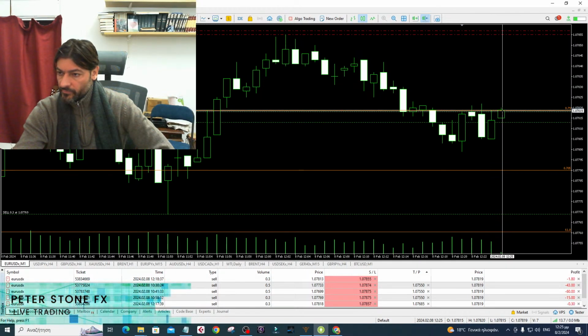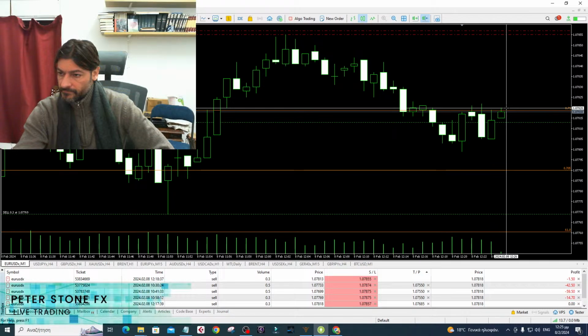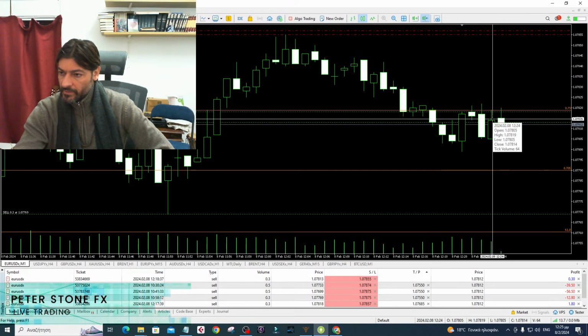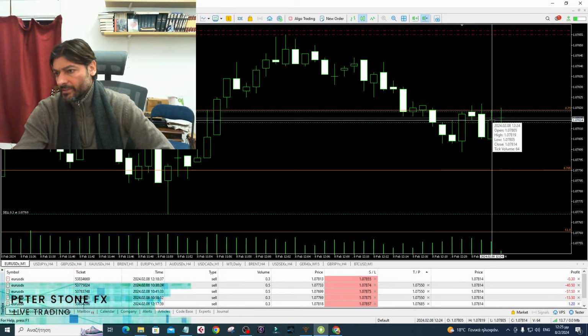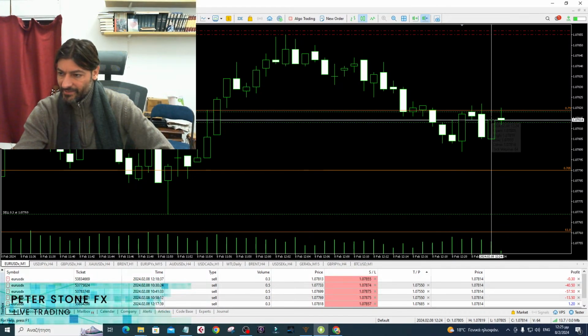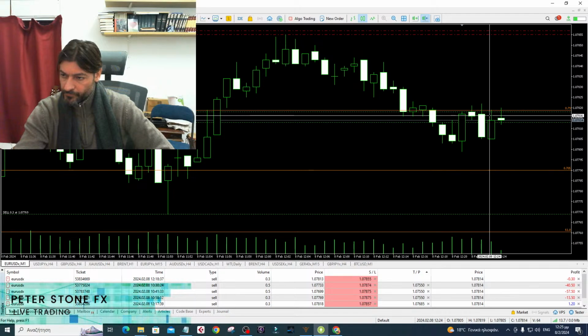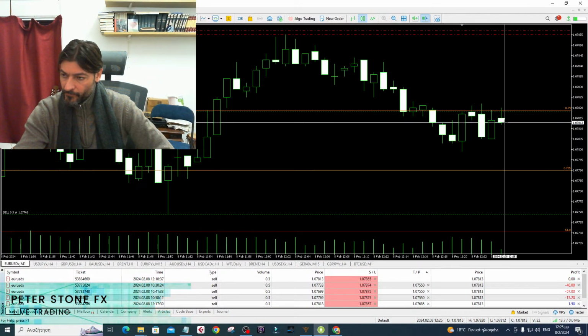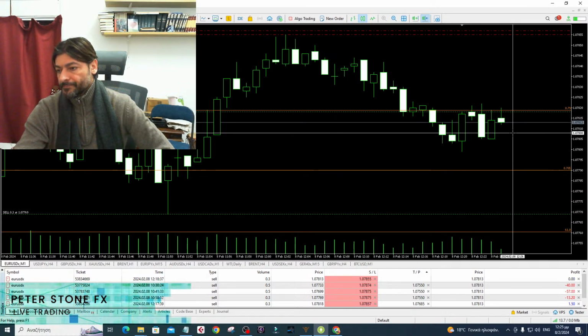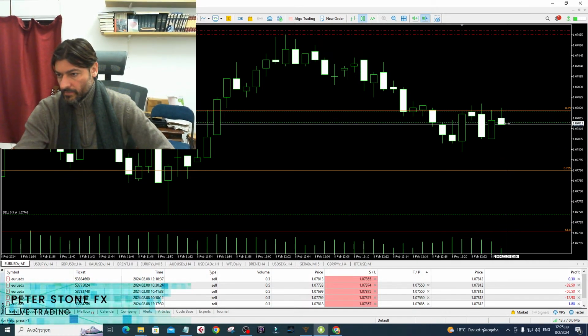Created a wick from the upper side, but its body, the body of this candle didn't have the power to surpass this one. This is how I read price. Yes, I'm expecting this candle to go lower.